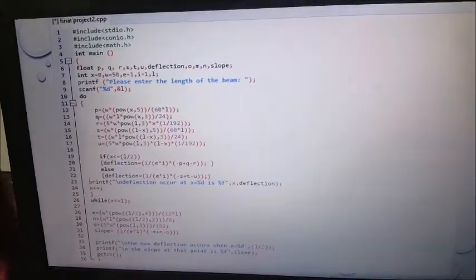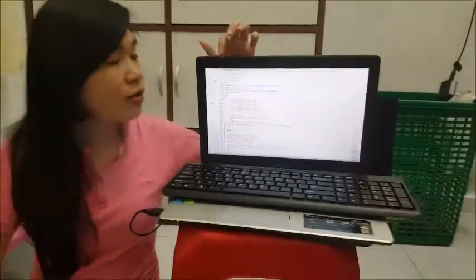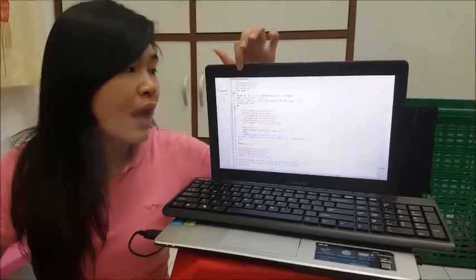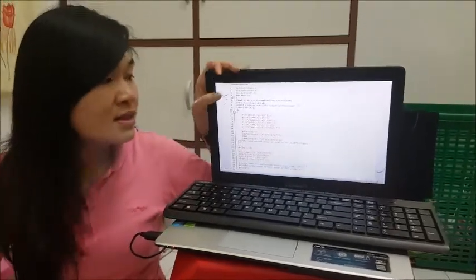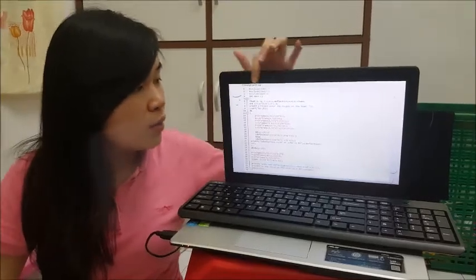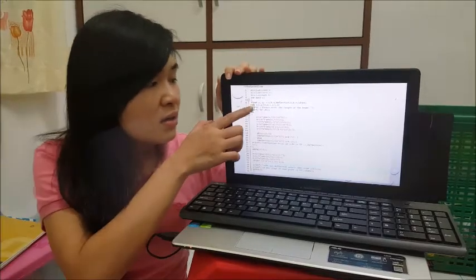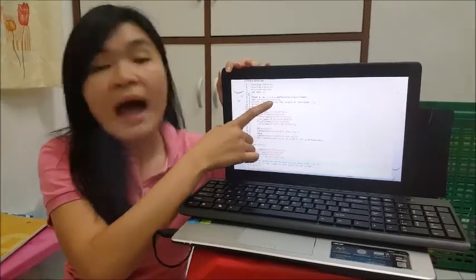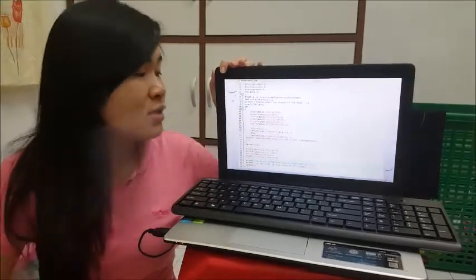Now we take a look at the C program that I have created. We include stdio.h, include math.h, and include the max header, which involves the max calculation, so we have to include these. Then the integer main bracket, which is the standard code. Now we define a few floats and integers, where x is equal to 0, w is equal to 50, E, which is the Young's modulus, and I, which is the moment of inertia. Then the length of the beam is defined by the user.